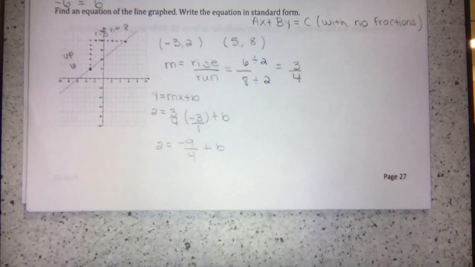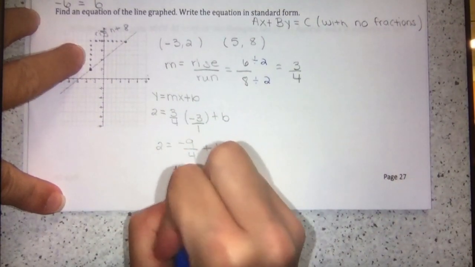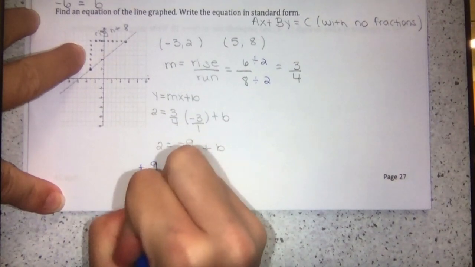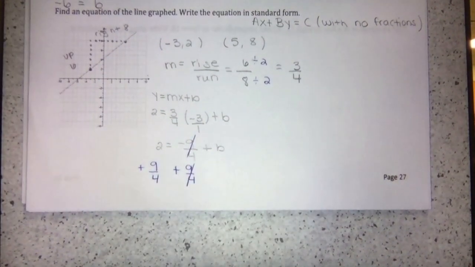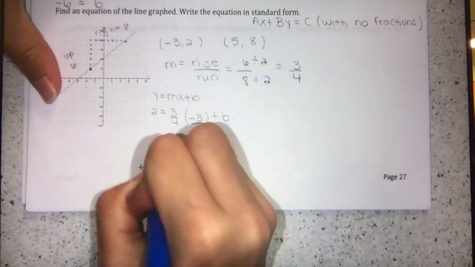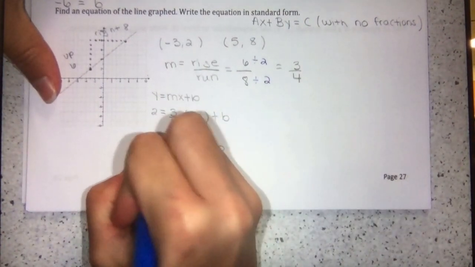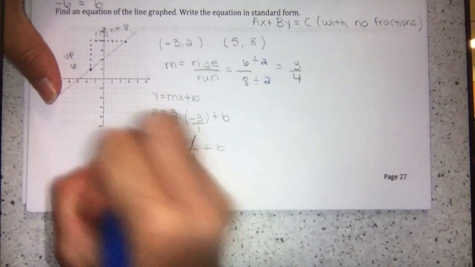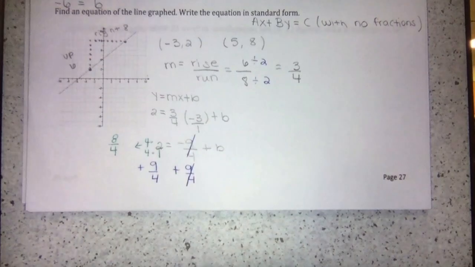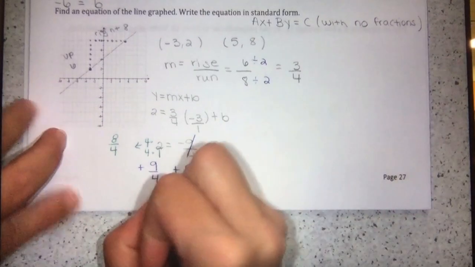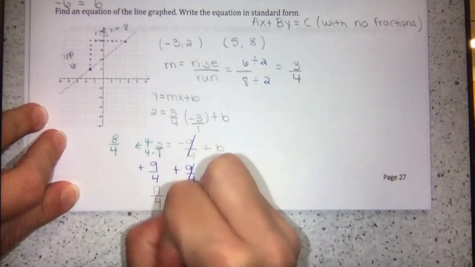Last but not least, getting b by itself. I can add 9 over 4 to both sides. So I'm left with 2 plus 9 over 4. As they are not common denominators, so they are not like terms, so I cannot add it as it is. But if I get a common denominator, so 2 over 1, my LCD should be 4, so I'll multiply the top and the bottom by 4. So that'll leave me with 8 over 4. So now I have 8 fourths plus 9 fourths, which will give me 17 fourths equals my b.